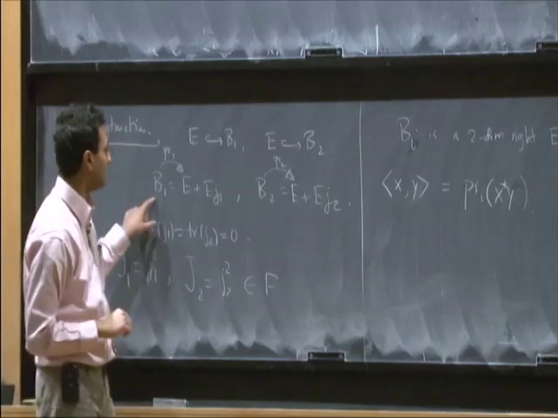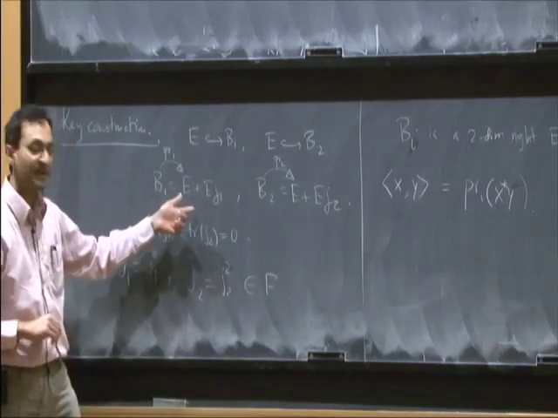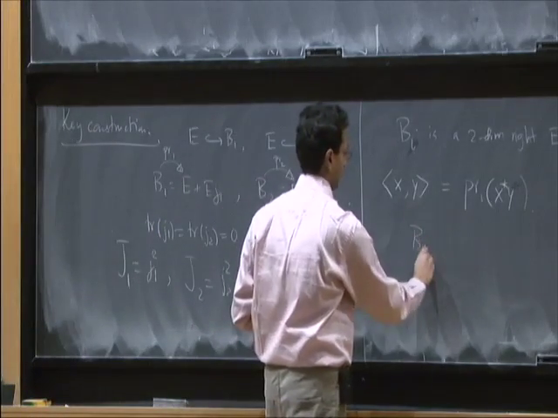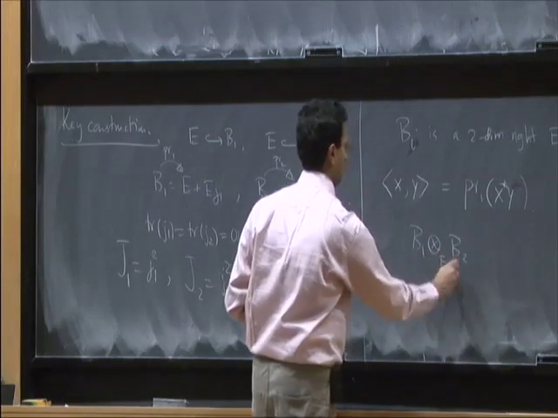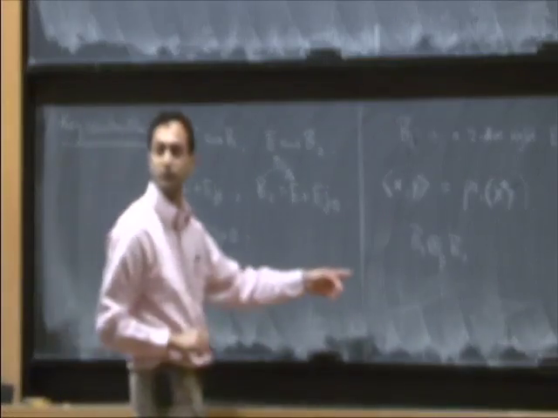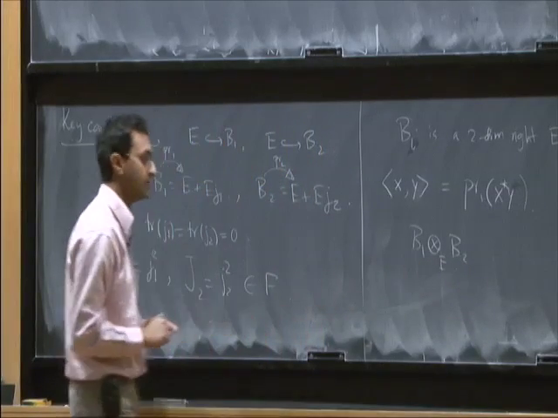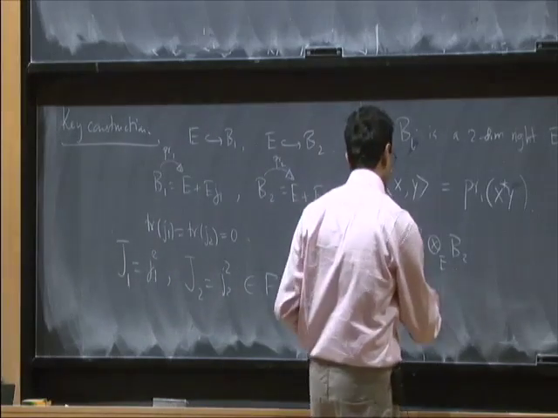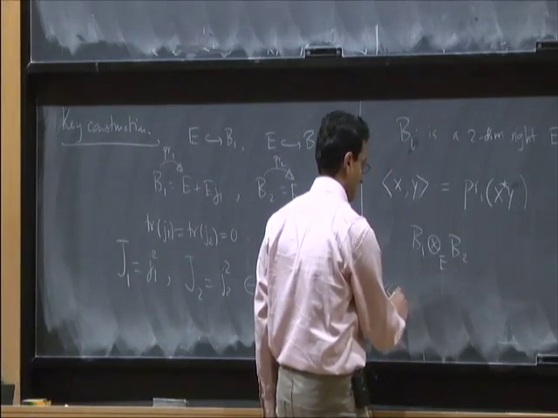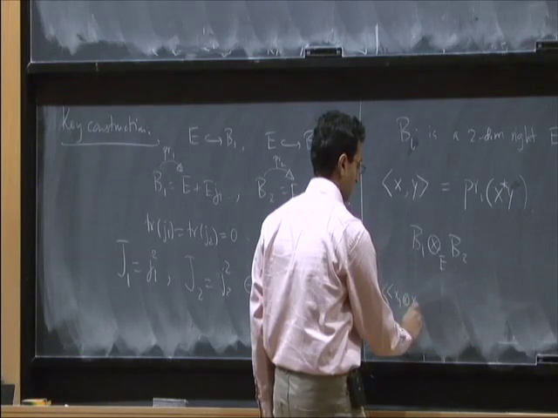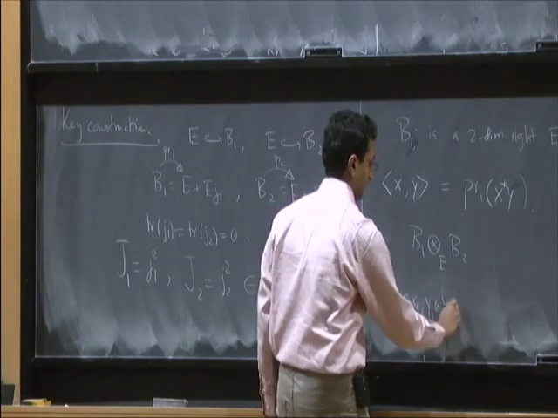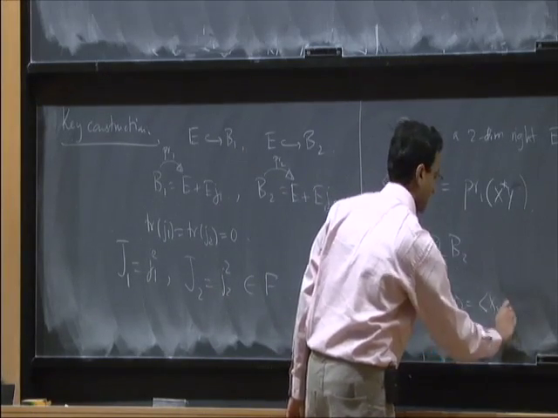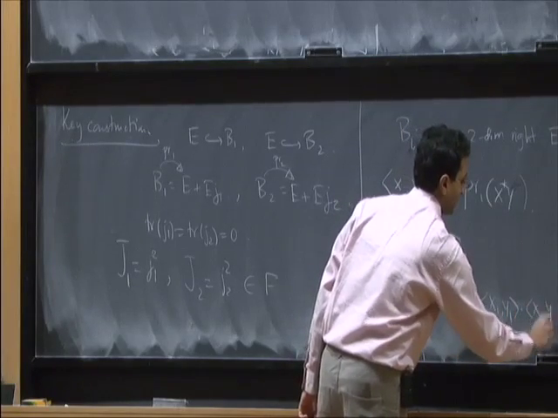So I have two right E spaces, and I have a Hermitian form on both of them. Let's take their tensor product over E, and take the tensor product of these two forms. This becomes a 4-dimensional right E space with a Hermitian form. The Hermitian form is just going to be the product of the two forms, so x1, y1, x2, y2.